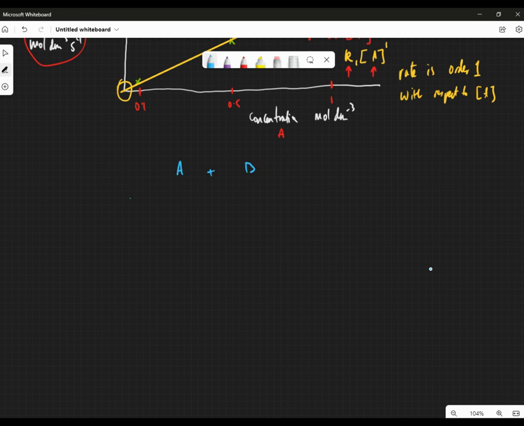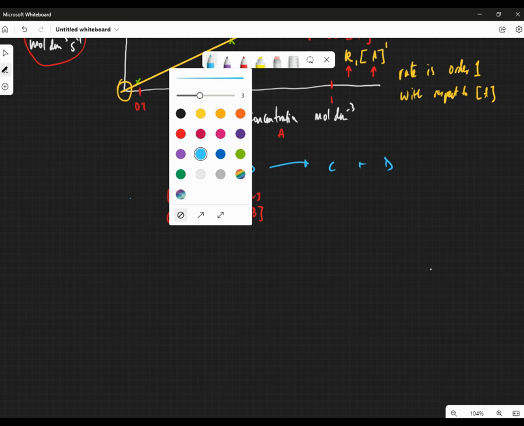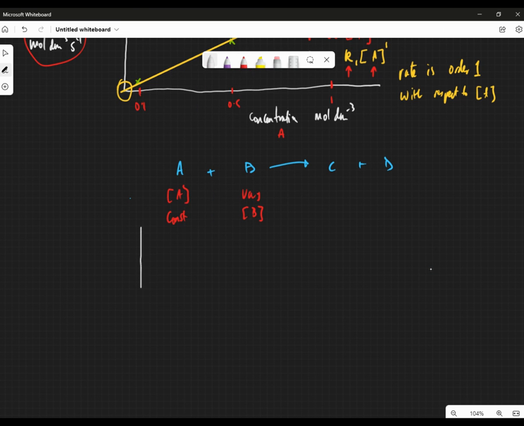So A plus B gives C plus D. Now we're going to keep the concentration of A constant. We're going to do exactly the same as we did before, and we're going to vary the concentration of B. We're going to change the concentration of B, so let me draw another graph after I've done this.